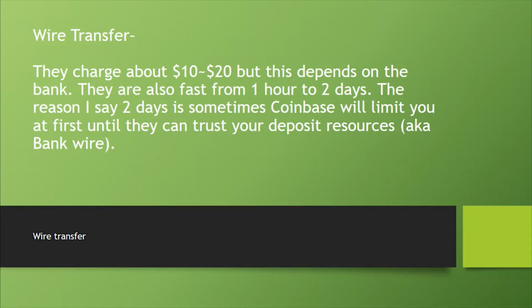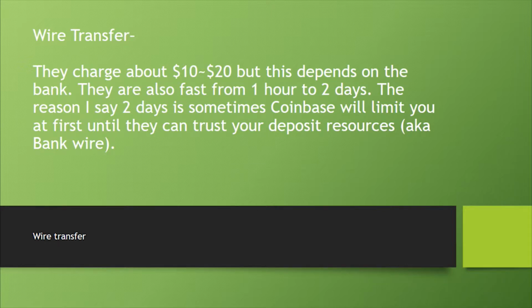Next thing is wire transfer. Now this is pretty fast, super fast. They charge 10 to 20, depends on your bank really, because like I said, it's a wire transfer from one bank to the next. You have to consider Coinbase as a bank, and this depends on your bank. What do they charge for a wire transfer?